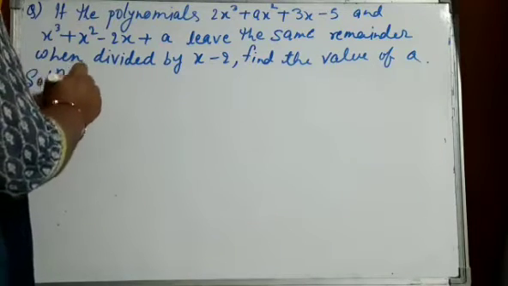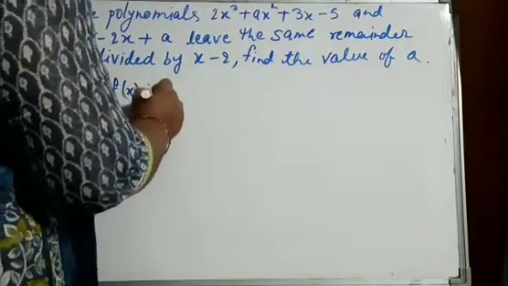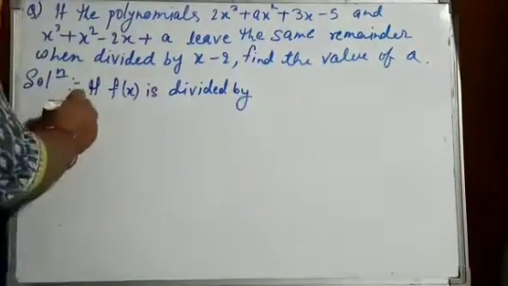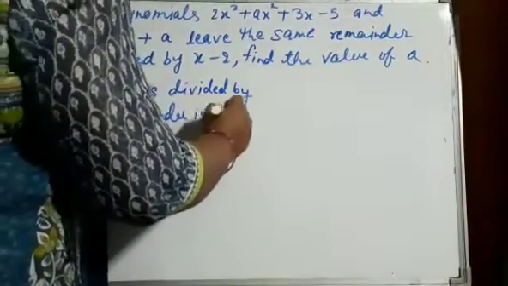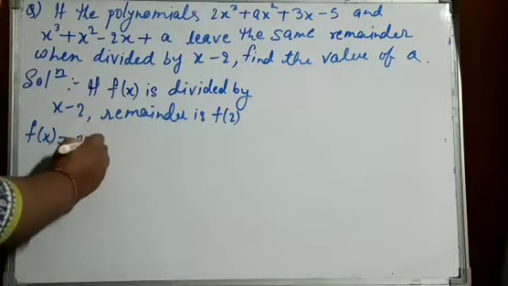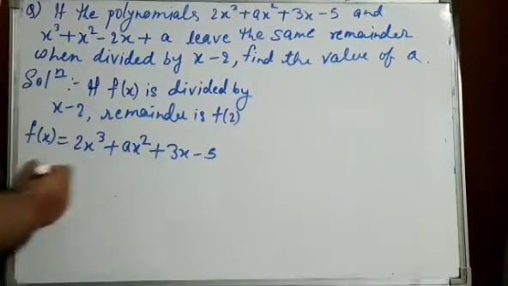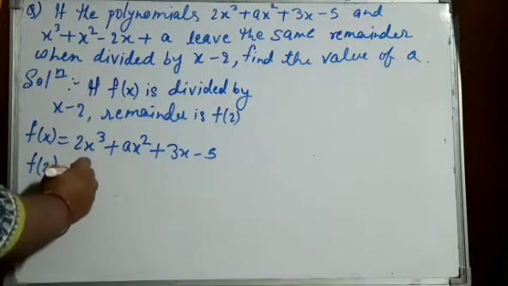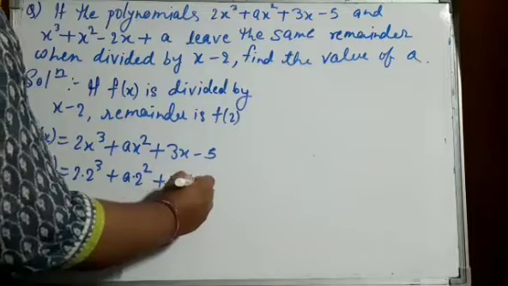We know by the remainder theorem, if f of x is divided by x minus 2, the remainder is f of 2. So here f of x we have assumed is the first polynomial, 2x cube plus ax square plus 3x minus 5. Let us calculate f of 2. In the place of x we will put 2. So it is 2 cube plus a times 2 square plus 3 into 2 minus 5.